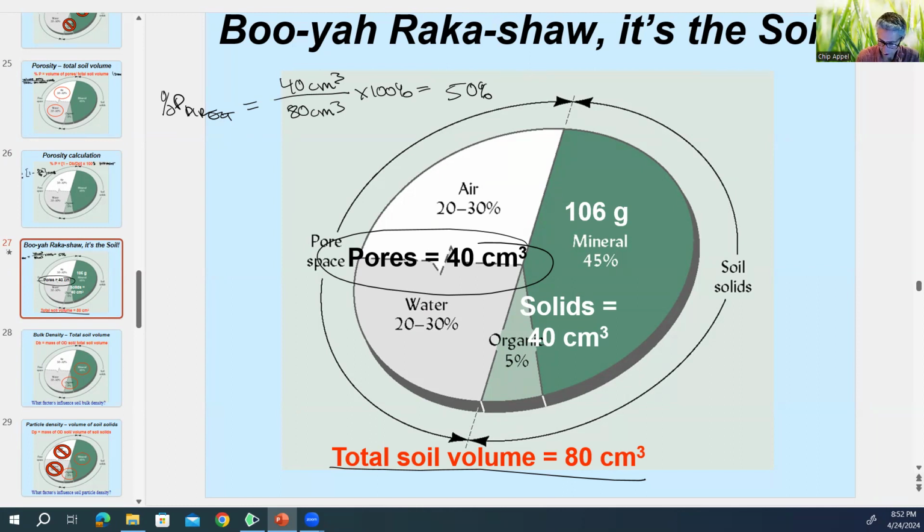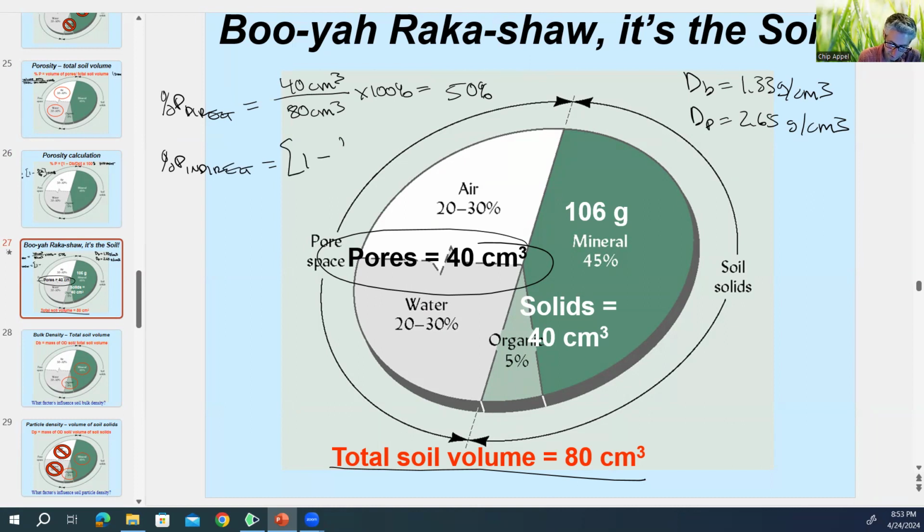So this is the same soil that we looked at before. And this soil, we know from before, had a bulk density of 1.33 grams per cubic centimeter. And if you don't believe me, you can calculate it. And it had a particle density of 2.65 grams per cubic centimeter. So we're going to calculate the porosity using the indirect formula. And the indirect formula is just 1 minus the soil's bulk density, which is 1.33 grams per cubic centimeter, divided by the particle density, 2.65 grams per cubic centimeter.